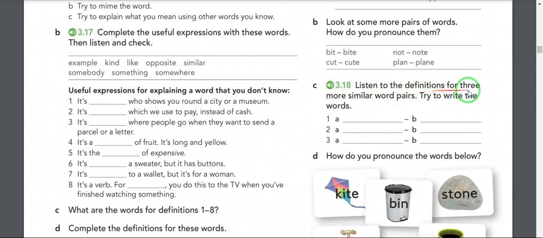Listen to the definitions for 3 more similar word pairs. Try to write the words.